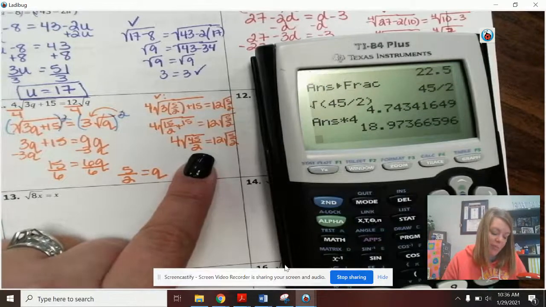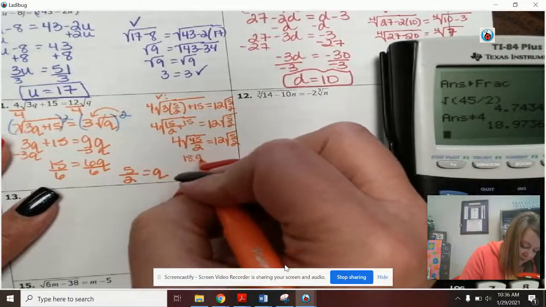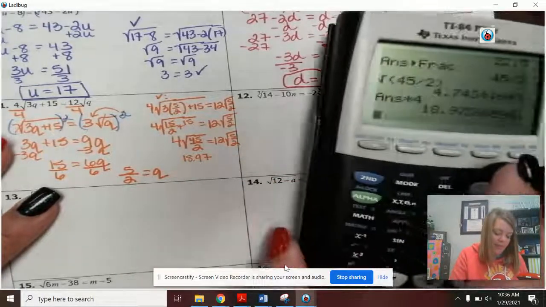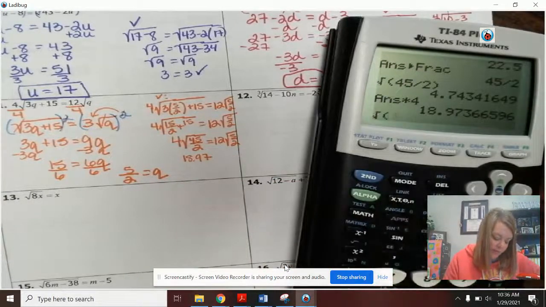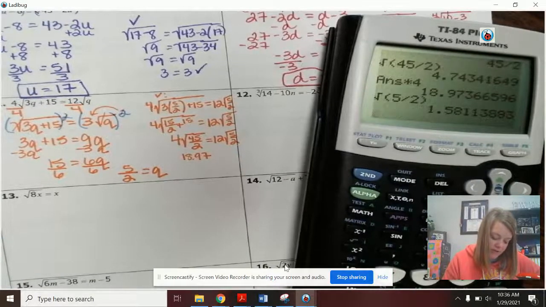I get 18.97. All right, let's hold that number, 18.97. All right, let's see what happens when we do the other side. Second square root, 5 divide 2, enter, times 12.